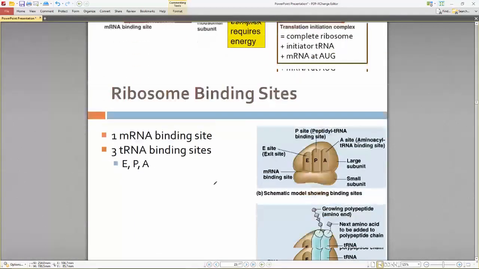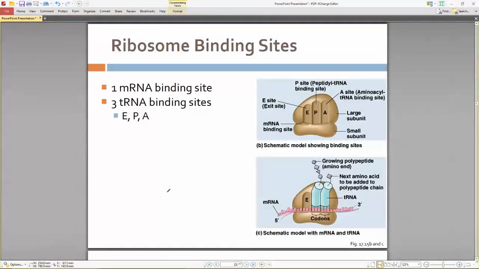Cool. So ribosomes actually have multiple binding sites. One for mRNA and 3 for tRNA. And the 3 different sites for tRNA have different names. There's an E site, a P site, and an A site.